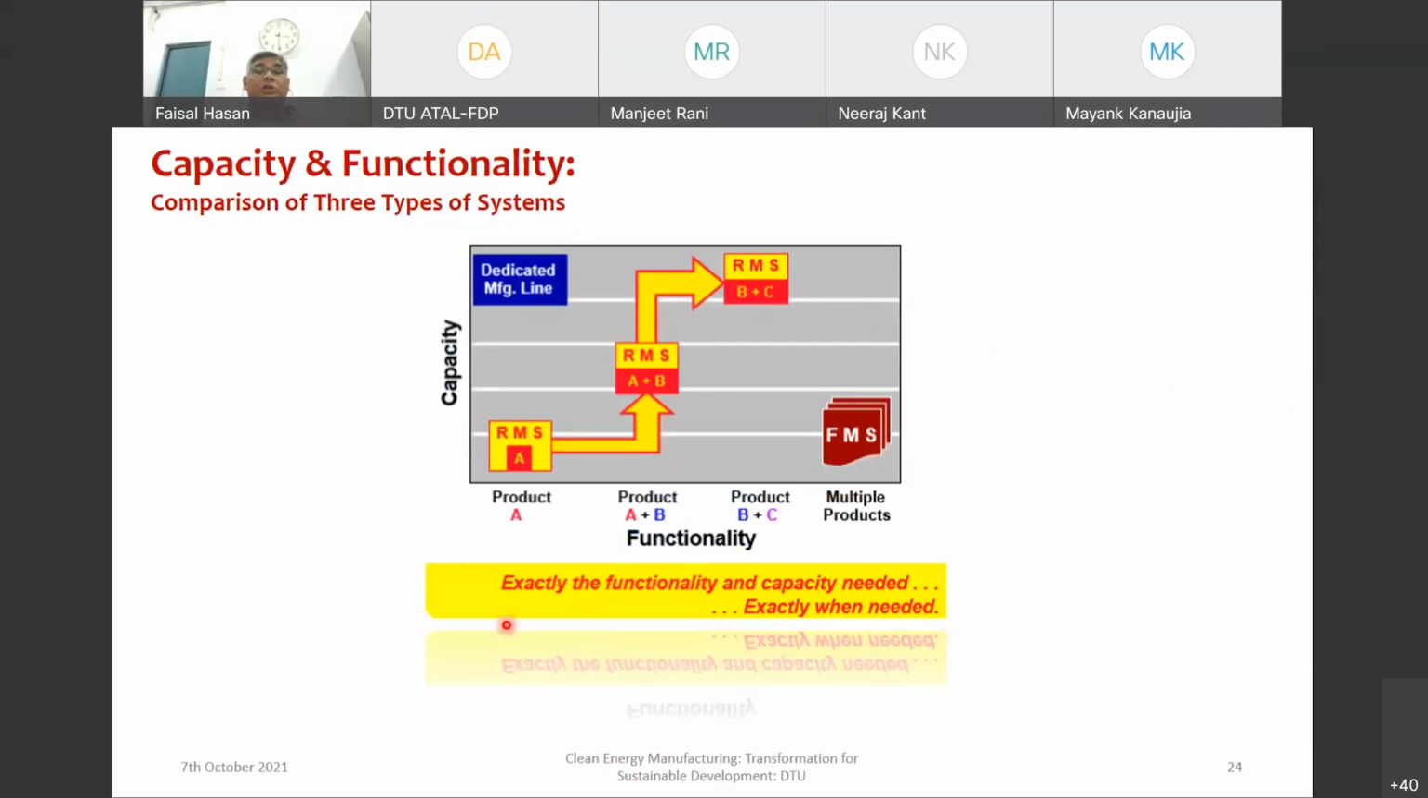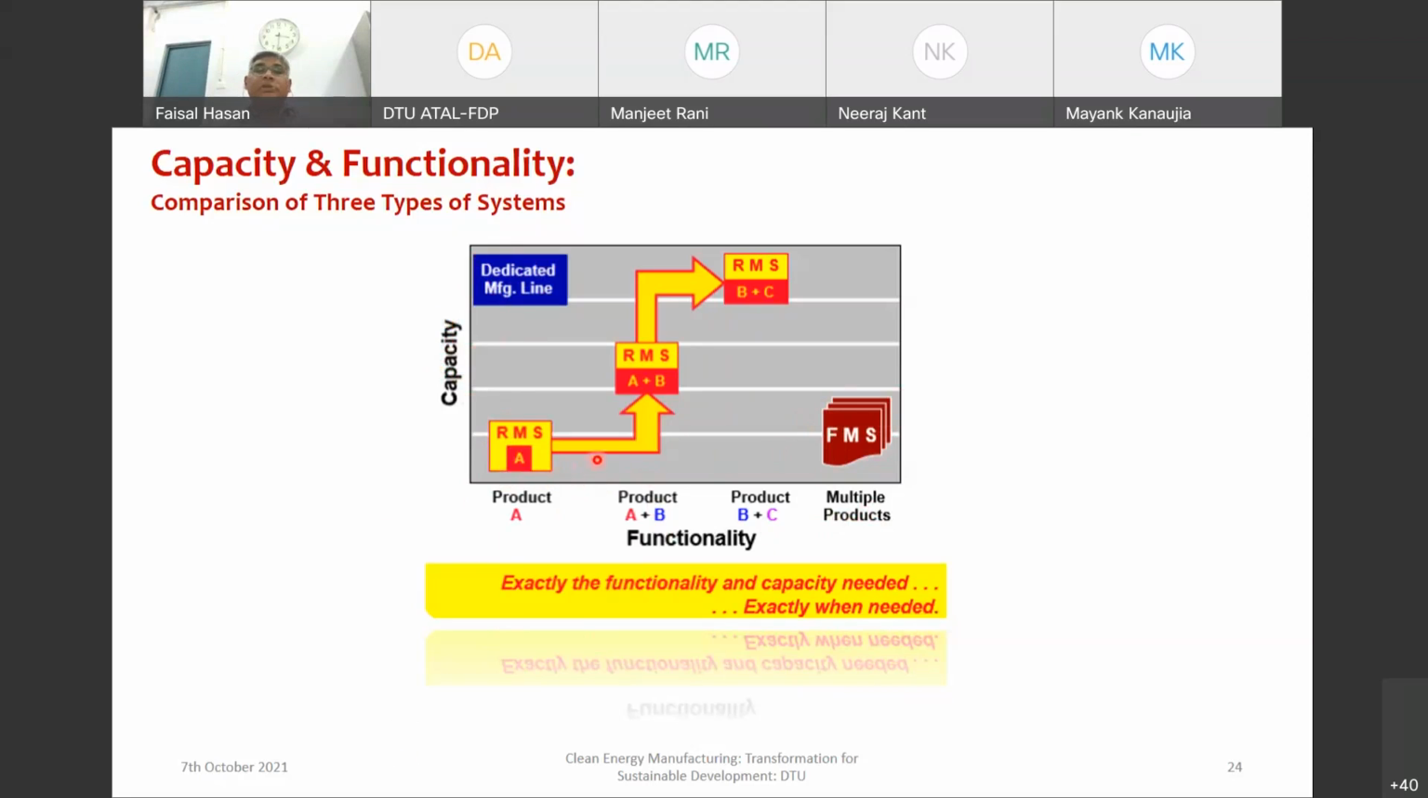Okay, so this is how it evolves, if I see it on a capacity functionality plot. So earlier, what do we have? We have a dedicated manufacturing line, product A, which is being produced in large quantities. So the capacity of such a system is very high. The same type of product is being produced over a long period of time. On the other hand, we have a flexible manufacturing system where we have multiple products. Any product can be manufactured. But the capacity of such a system is very low, they are very slow in operations.